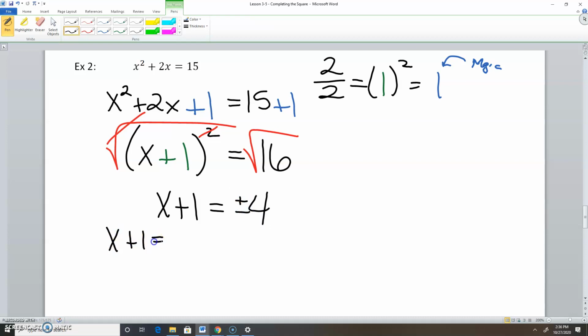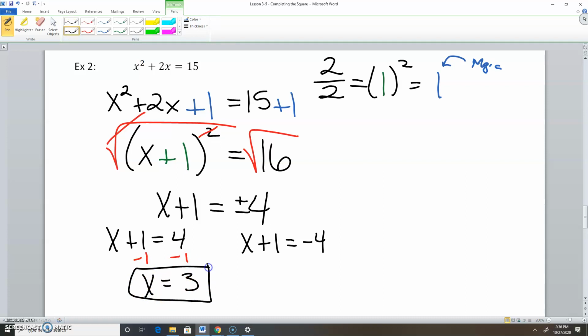Set up my two equations. x plus 1 equals a positive 4. x plus 1 equals a negative 4. I would need to subtract 1 on both sides there. That gives me x equals 3. I would need to subtract 1. That would give me x equals negative 5. Okay, and that is how we do our completing the square.